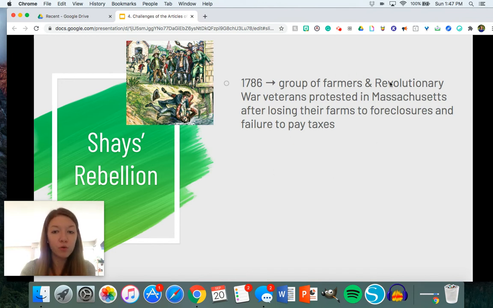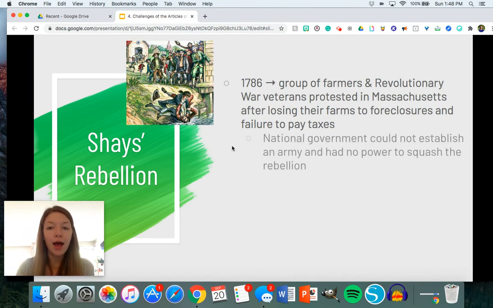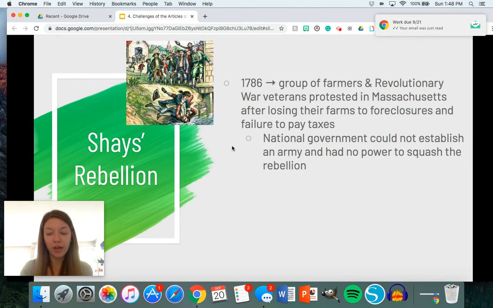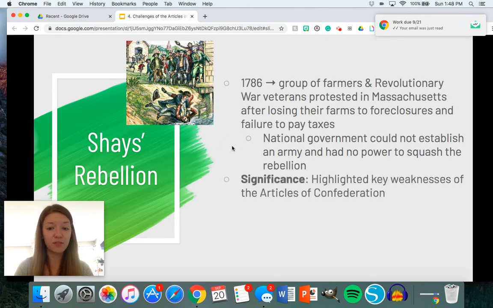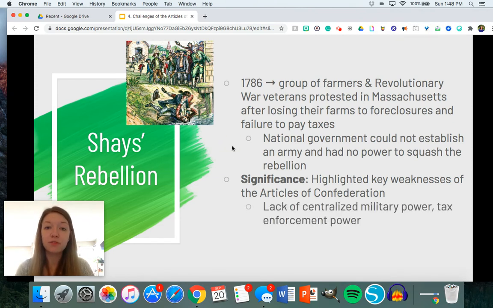Now, this is a revolt of these farmers. They're upset that they lost their farms because they can't pay those taxes. They felt as though that was an unfair act done by the government. And the national government heard about this, but it could not establish an army and had no power to squash the rebellion. So the significance of this is it's going to highlight the key weaknesses of the Articles of Confederation, in particular, that lack of centralized military power and the lack of tax enforcement power, right?